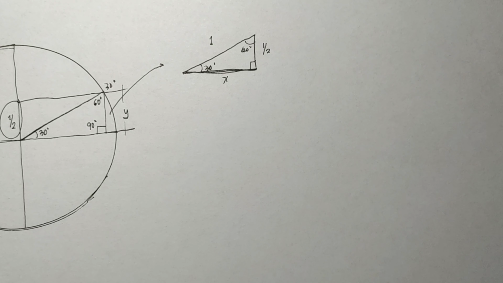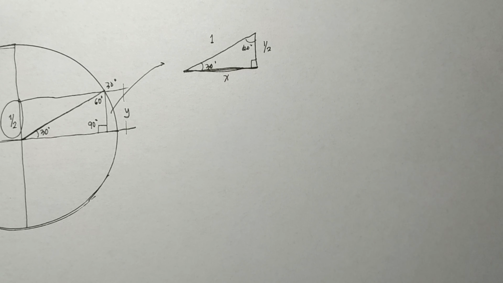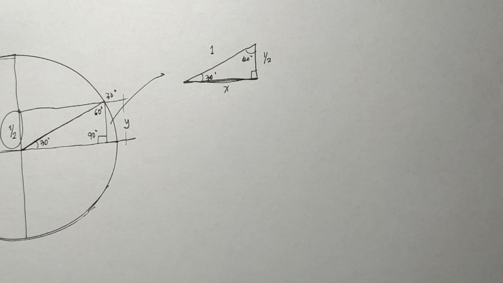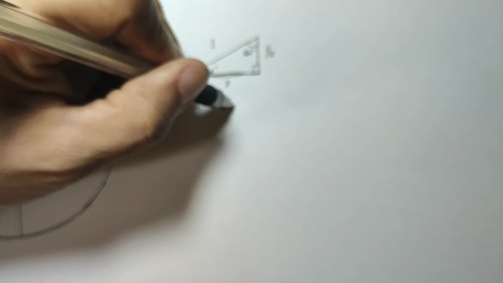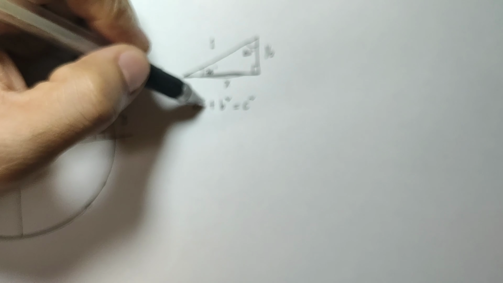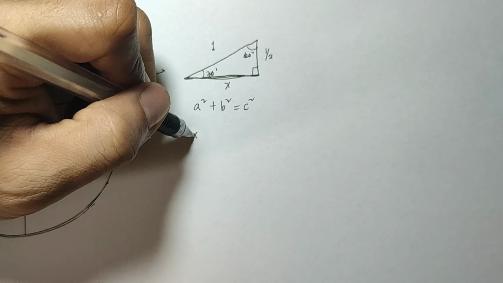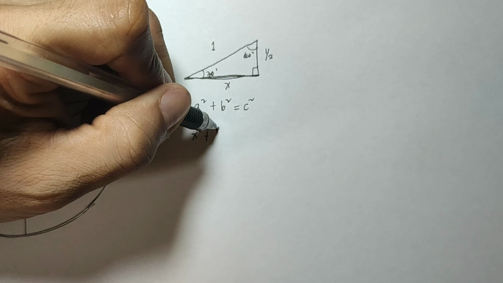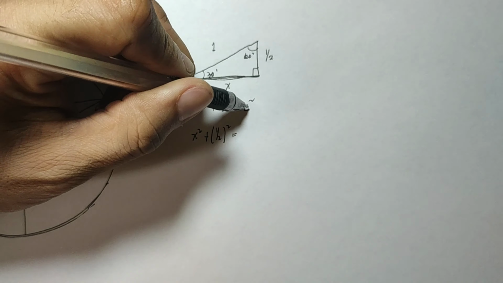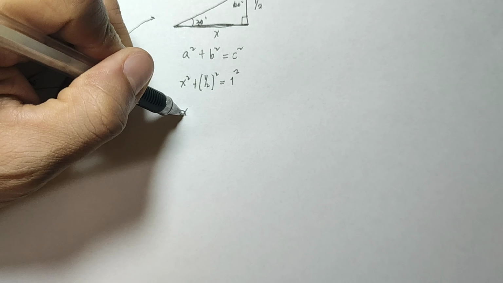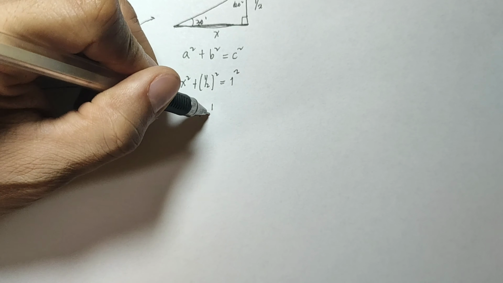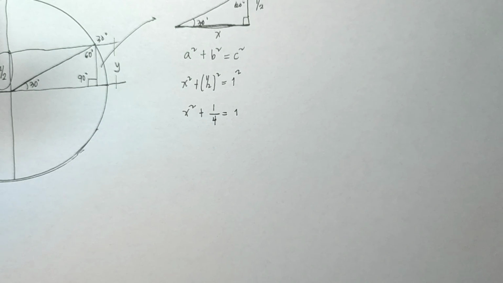To do that, we can use your idea about the 30-60-90 triangle, or we can just use the Pythagorean theorem. Again, that is a squared plus b squared equals c squared. What is your a? They can be interchanged. That is x squared plus your b, 1 half squared, equals c, 1 squared. Bring down x squared. 1 half times 1 half is 1 fourth, equals 1 times 1, which is 1.